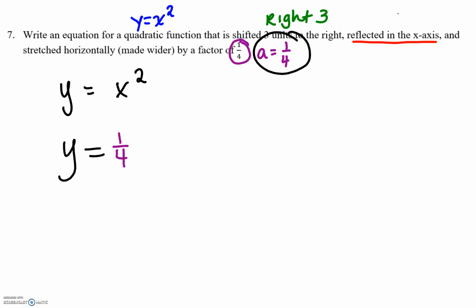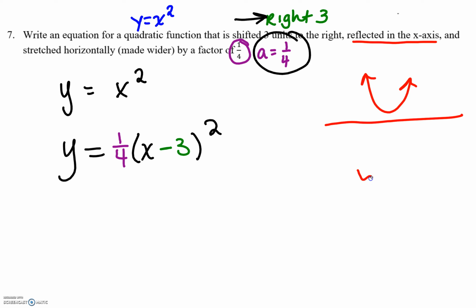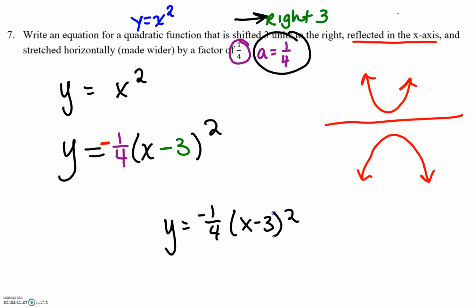And we do have a shift that's horizontal to the right, which means it goes inside the parentheses. And then it said right 3, which means I need a subtraction sign, that negative sign, inside. And then it's saying reflected over the x-axis. So typically our quadratic looks like this. When we reflect it over the x-axis, it's flipped upside down. And to make this happen, we just throw a negative sign in front of the parentheses with that 1/4. So our final answer is y equals negative 1/4 times (x minus 3) squared.